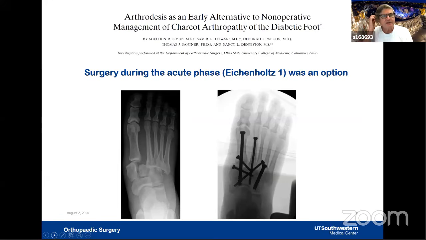And then in 2000, Dr. Simon out of Ohio State at the time, really, I think, reported on a really pivotal study. Although it was only a small series of 14 patients, he operated during the acute phase, Eichenholtz stage 1. And this was really controversial because people said you shouldn't operate during this hypervascular response. And interestingly, when he did this, 14 out of his 14 patients had a solid fusion and actually did well.